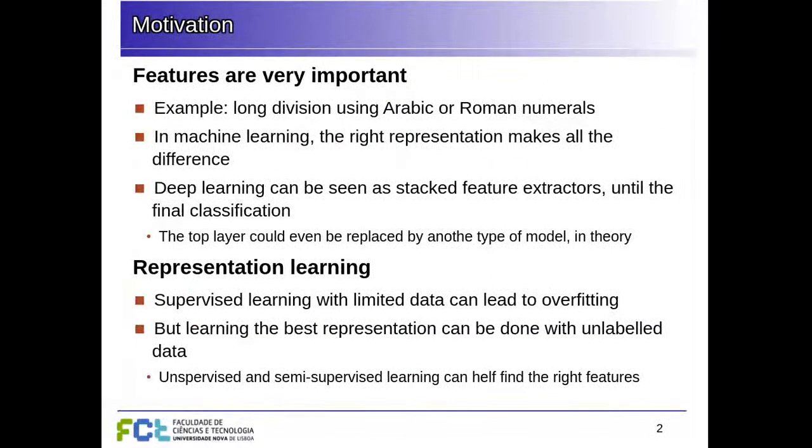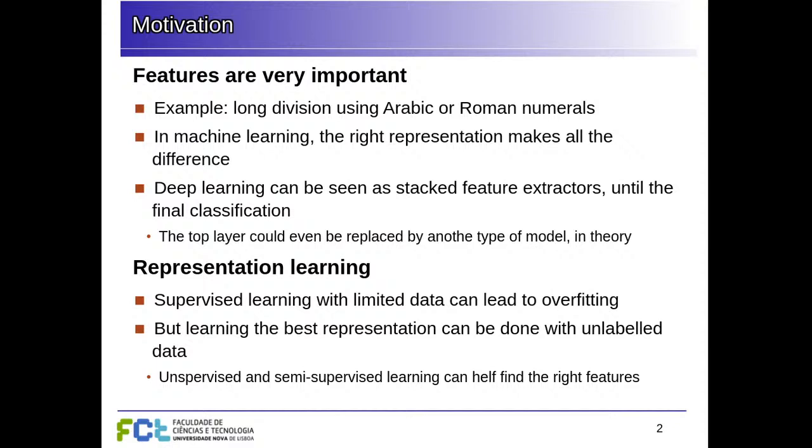So the motivation here is that the features we are going to use for some purpose are very important. So abstracting from machine learning and so on, without even considering these kinds of problems, just think of the difficulty of dividing two large numbers using Roman numerals. This would be very hard to do. If we use the Arabic numerals that we generally use, then the algorithm becomes much simpler. In machine learning, finding the correct features or the right representation can make the task much easier to solve.